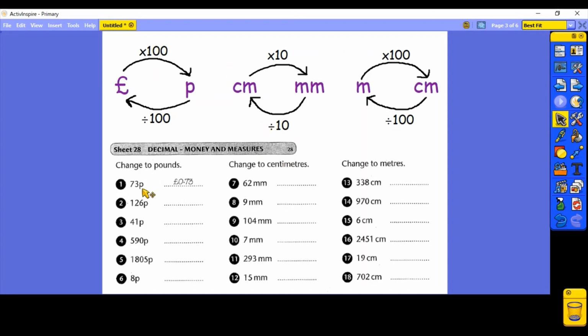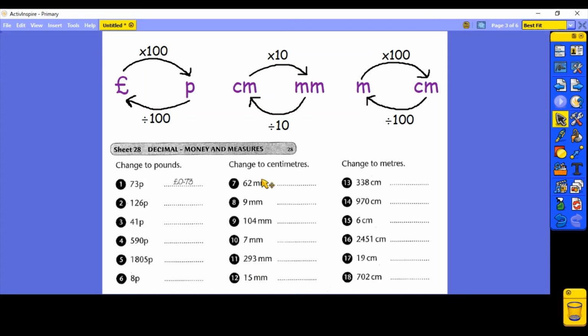So if you're going from pennies into pounds, you're going to be working on the bottom arrow. So you're going to be dividing all of these by 100. Okay, some of the trickier ones might be the ones where it's just 8p or 41p. So use the moving digits if you need to, or use your own chart if you made your own one with your little digit cards. So you're working on the bottom arrow there.